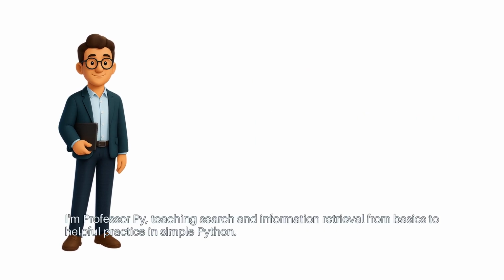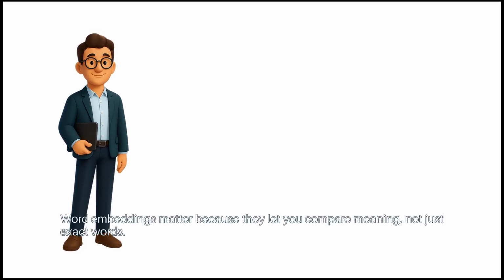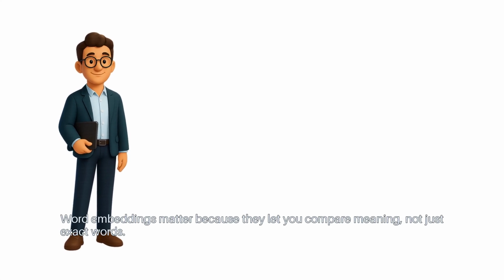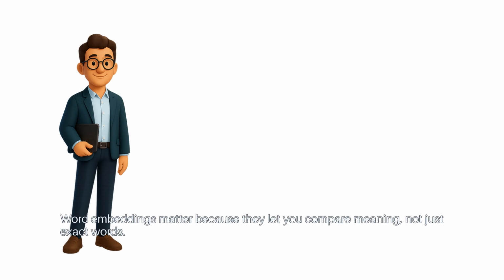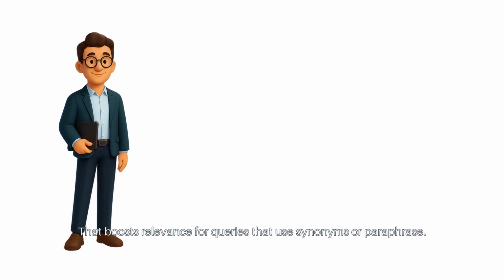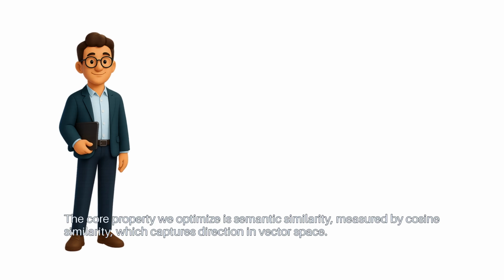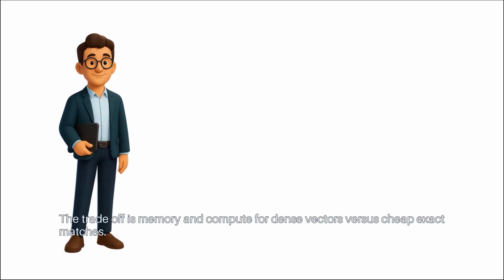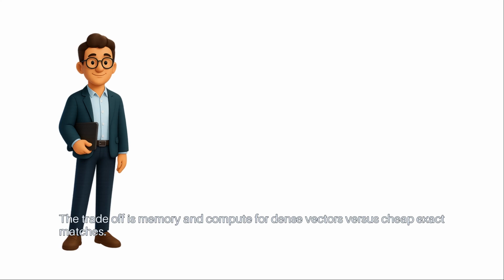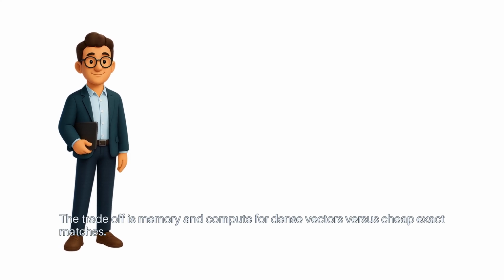I'm Professor Pi, teaching search and information retrieval from basics to helpful practice in simple Python. Word embeddings matter because they let you compare meaning, not just exact words. That boosts relevance for queries that use synonyms or paraphrase. The core property we optimize is semantic similarity, measured by cosine similarity, which captures direction in vector space. The trade-off is memory and compute for dense vectors versus cheap exact matches.